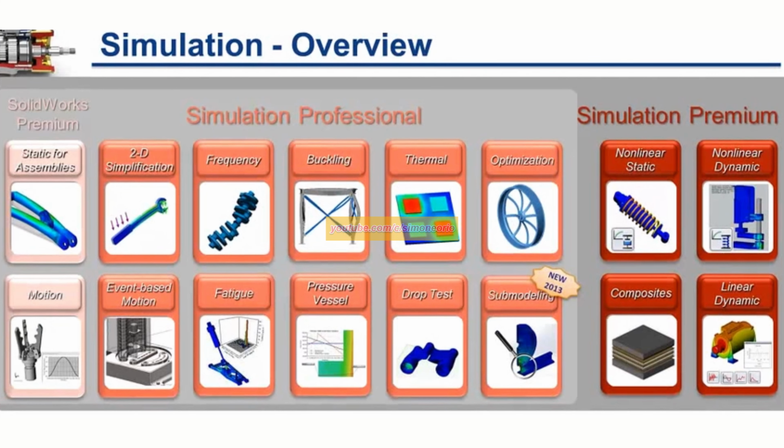So from a packaging perspective, today is going to be Simulation Professional and Simulation Premium. And we're going to start with motion and event-based motion. We're going to use this tool to figure out what some of the forces in one of our linkages are, and then move on to static analysis. Once we complete that static analysis, we want to see whether we're going to potentially bend the part permanently. And if we haven't, then we want to see how many cycles we can survive at that loading.